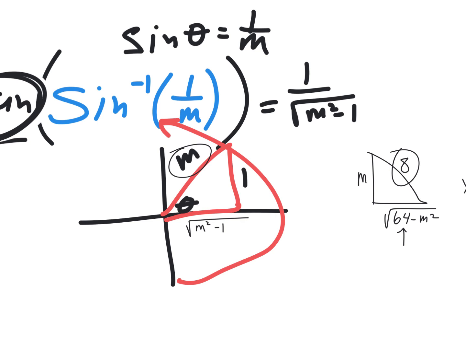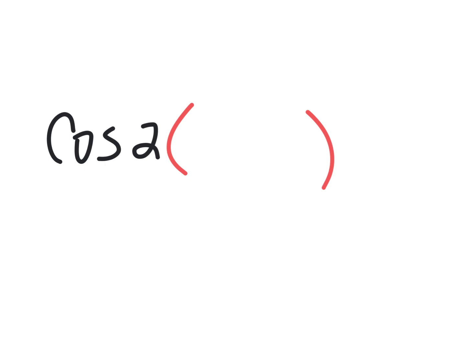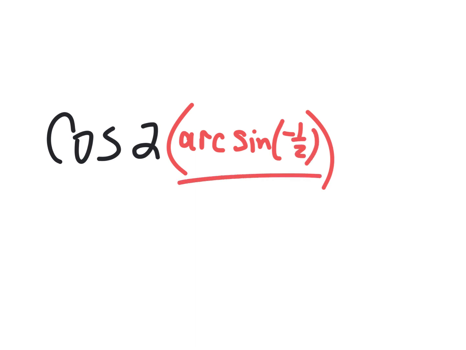But what if that was in the middle of a cosine of 2 theta problem? But it wasn't cosine of 2 theta, it was cosine of 2, and then the theta is given by one of these. I'm going to use the word arc because some people are going to be like, what? It's the same as inverse. Arc sine negative a half. See, that's an angle.